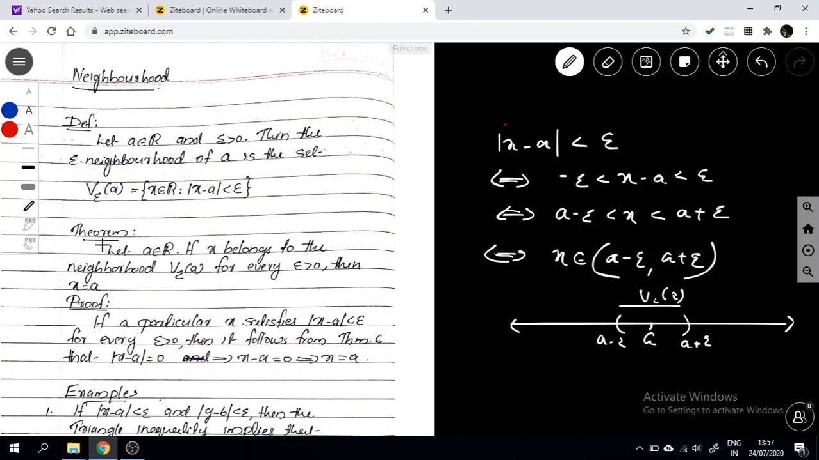Now consider the theorem. Let A belongs to R. If x belongs to the neighborhood V epsilon of A, for every epsilon greater than 0, then x equal to A. That is, if x belongs to every neighborhood of A, for every epsilon greater than 0, whatever number epsilon is, however small or large, then x equal to A.